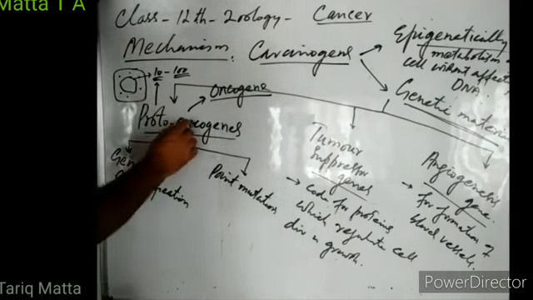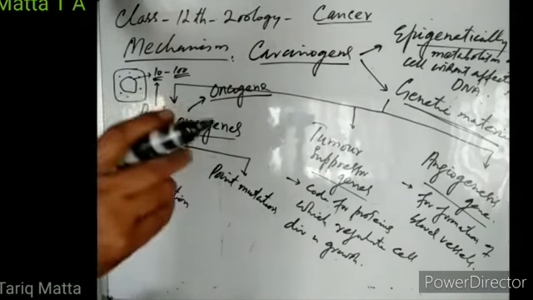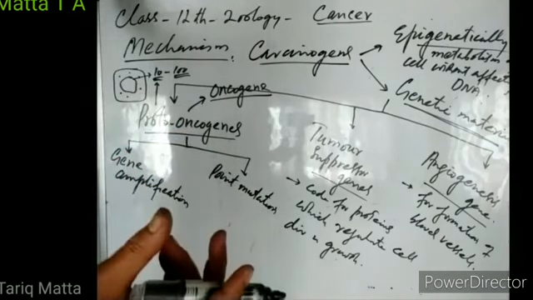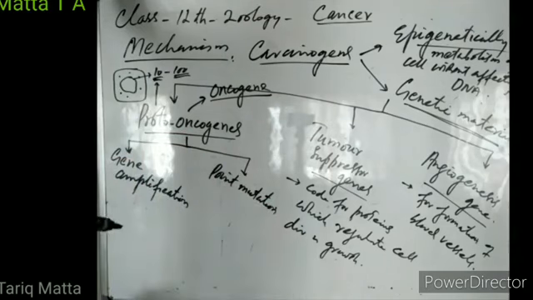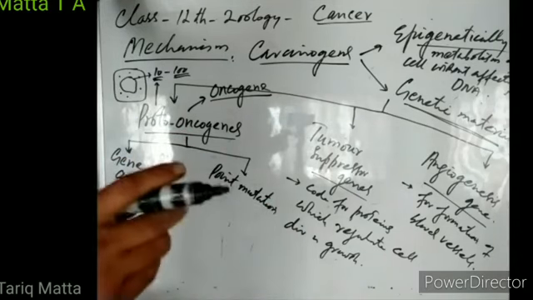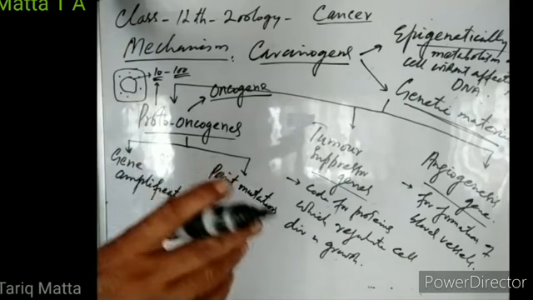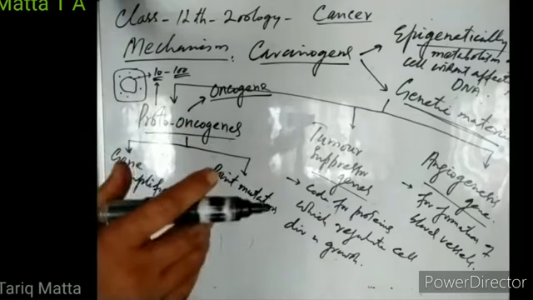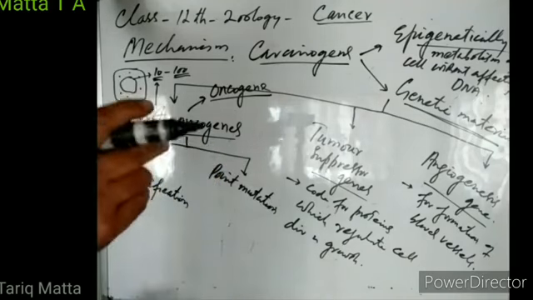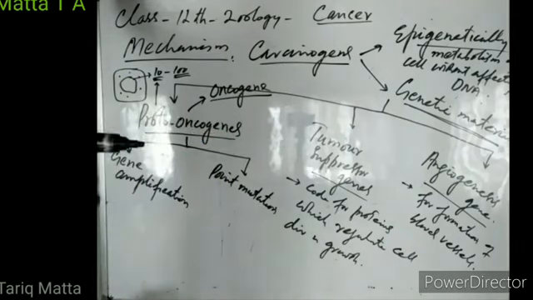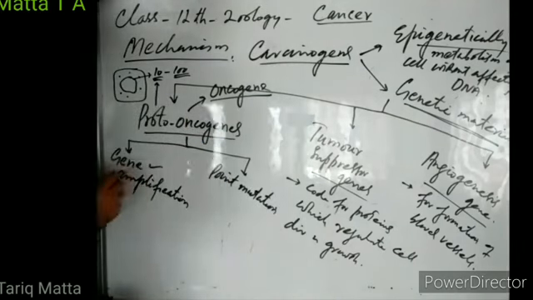So the function of proto-oncogenes is to produce a protein which normally stimulates a cell for growth and division. But if this protein is produced in very large quantity, if it is produced in excess, then it stimulates the cell for uncontrolled growth and division. So this occurs by gene amplification.